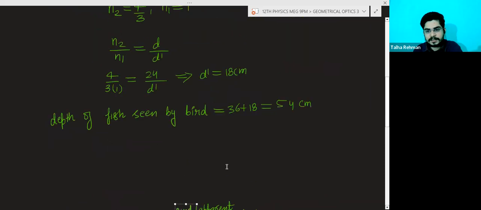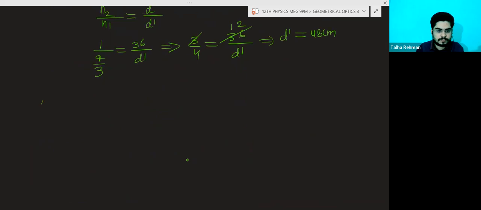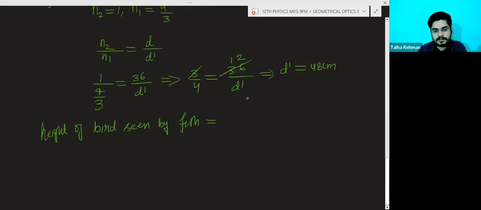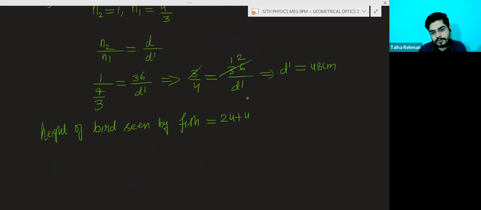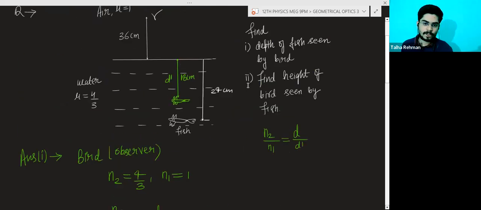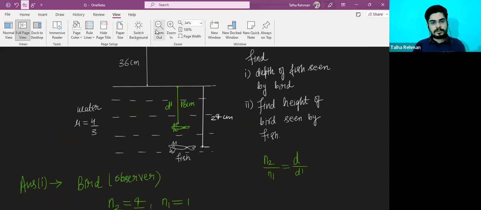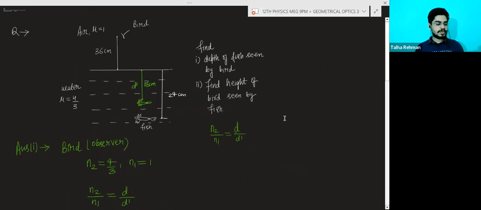Okay. So height of bird seen by fish is equal to 24 plus 48. 24 plus 48, that will be 72 centimeter. Okay. Screenshot, take the screenshot.